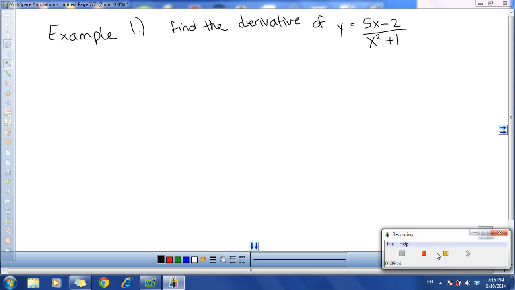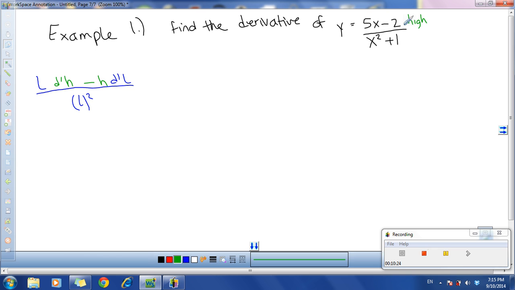So let me apply the quotient rule to find the derivative of this rational expression. I have 5x minus 2 over x squared plus 1. Oh, can you just imagine doing this with the limit process? That would be very messy. But anyway, now we have our quotient rule. Remember I told you it is low d high minus high d low all over low squared. So this is high up here, the numerator.